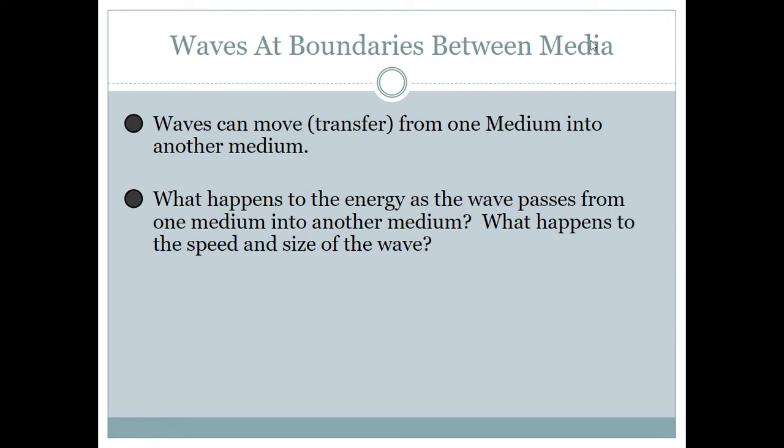We're going to talk about these boundaries, either really hard boundaries or really soft boundaries, or boundaries that are sort of in between. Like going from one slinky to a different type of slinky, or one type of water to a different type of water, or cold air to hot air, because the material is changing, so the speeds are changing and things happen.